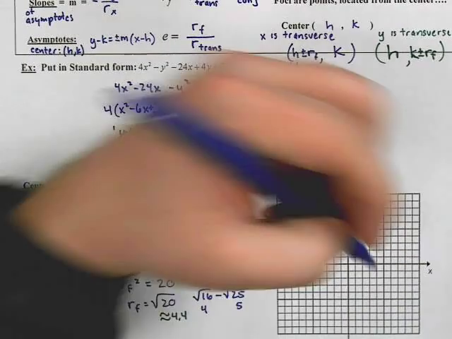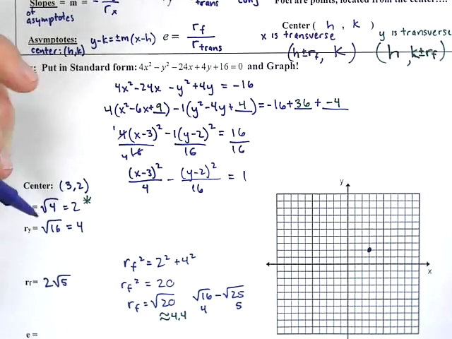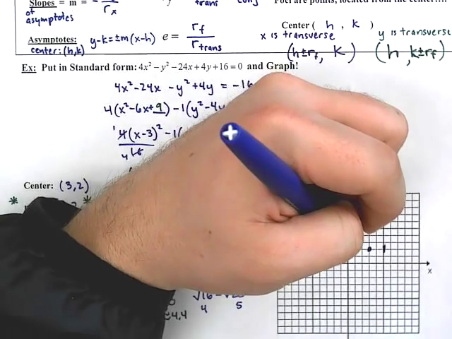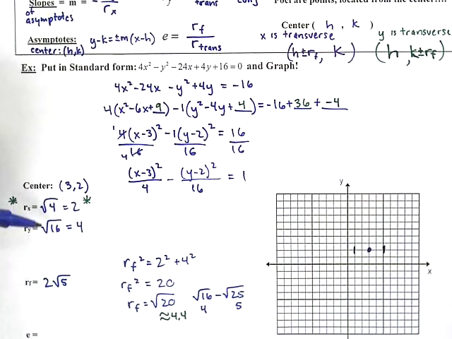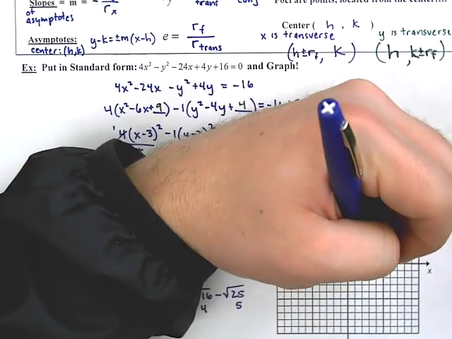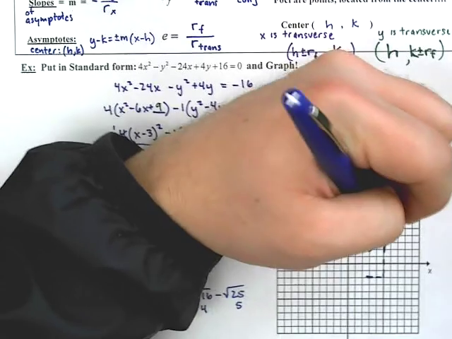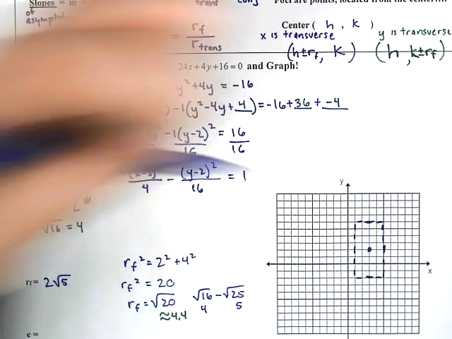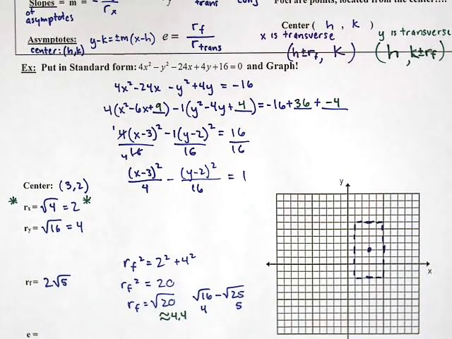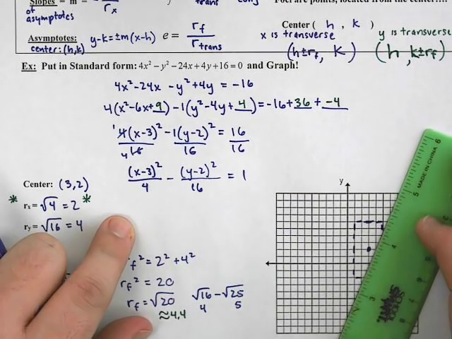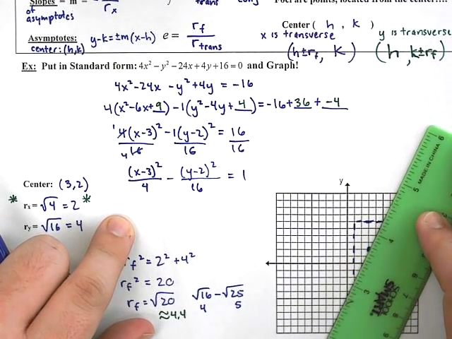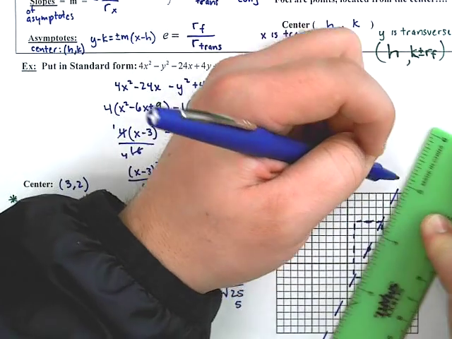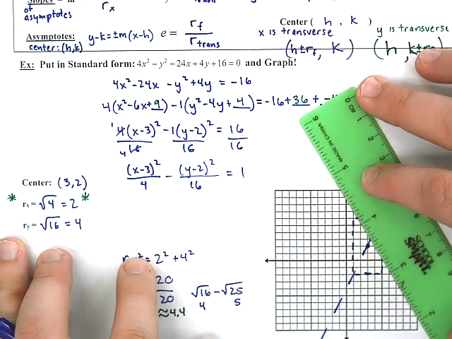So we know the center is at (3, 2). I plot it. I know that my x radius was 2, so 2 to the right, 2 to the left. I know that my y radius was 4, so 4 up, 4 down, and then I can make that box, which is pretty important. What's great about that is now we know where to draw in our asymptotes. And that is my next step. So I'm going to put those in now. Then I'll draw in the other one.